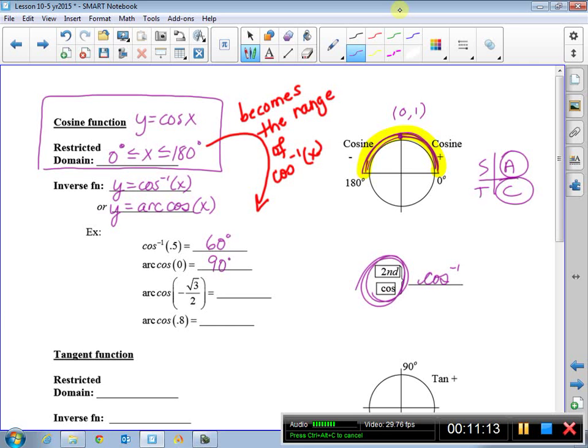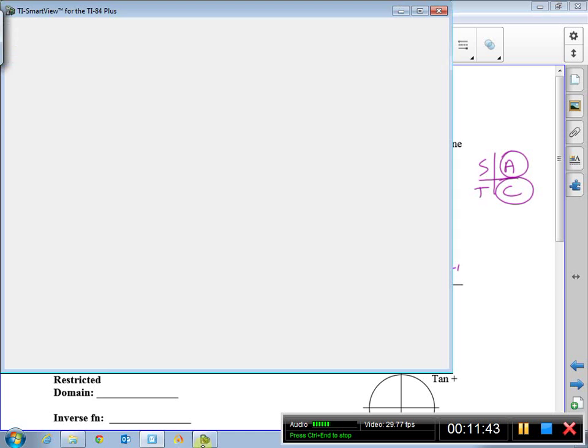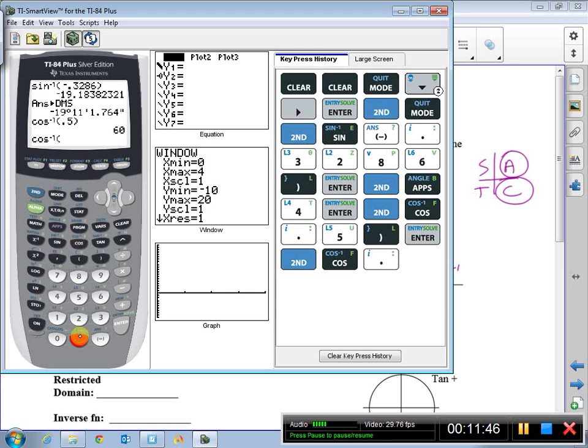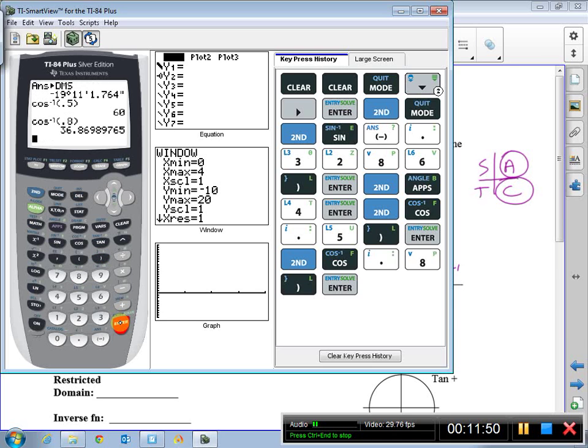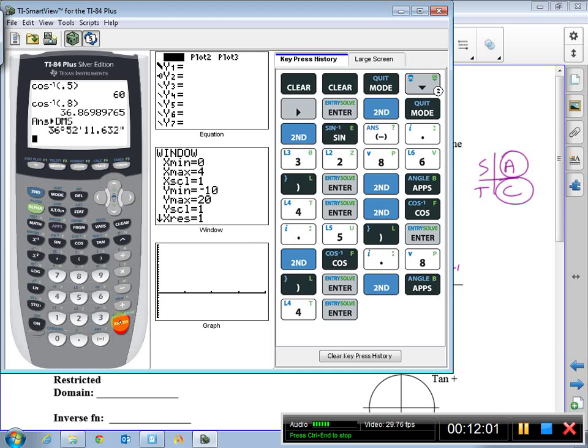Arc cos of negative square root of 3 over 2. We now know we're going to be in quadrant 2 over here because it's negative. Okay, so our angle will be obtuse. Go ahead and type that in. Second cos, negative square root of 3 over 2. 150 degrees. And the last one, second cos of 0.8. Let's get this in DMS. Second apps, DMS. 36 degrees, 52 minutes.